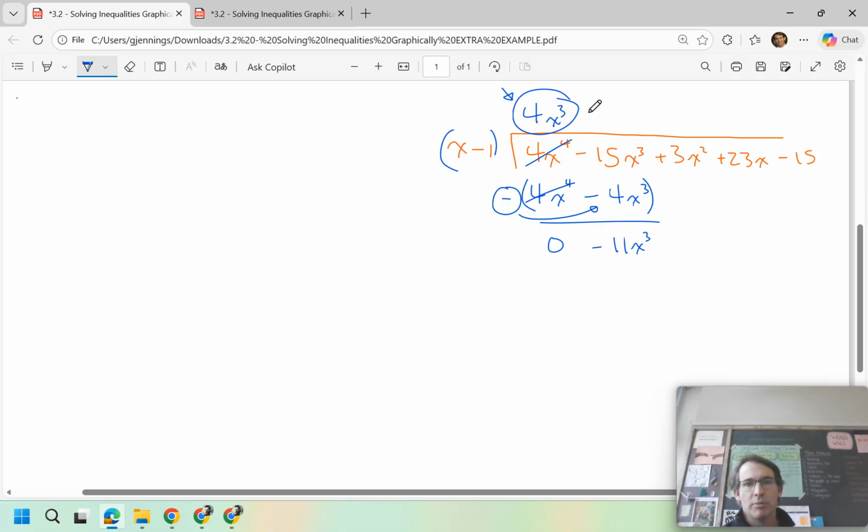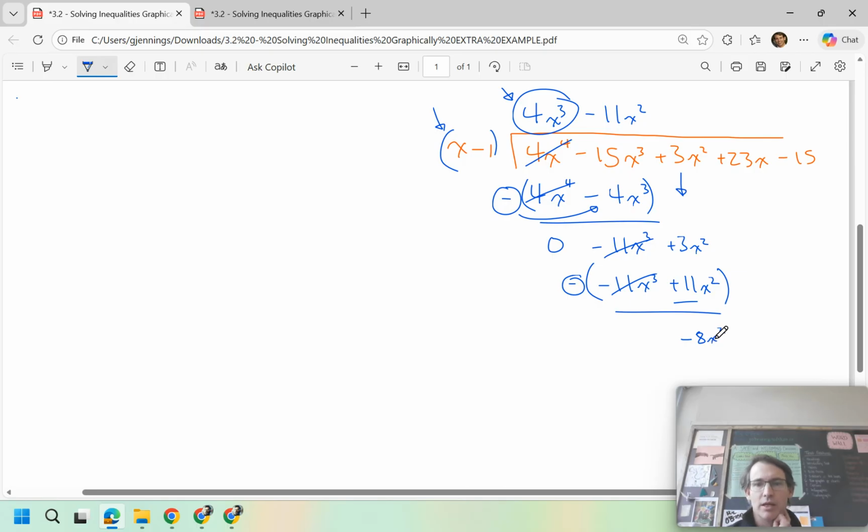Now I'm going to multiply here by minus 11x squared. Minus 11x squared multiplied by this one gives me minus 11x cubed plus 11x squared. Now I put that in brackets and I subtract, and I also bring this 3x squared down to subtract from. These get knocked out, completely canceled, and 3 minus 11 is minus 8x squared.